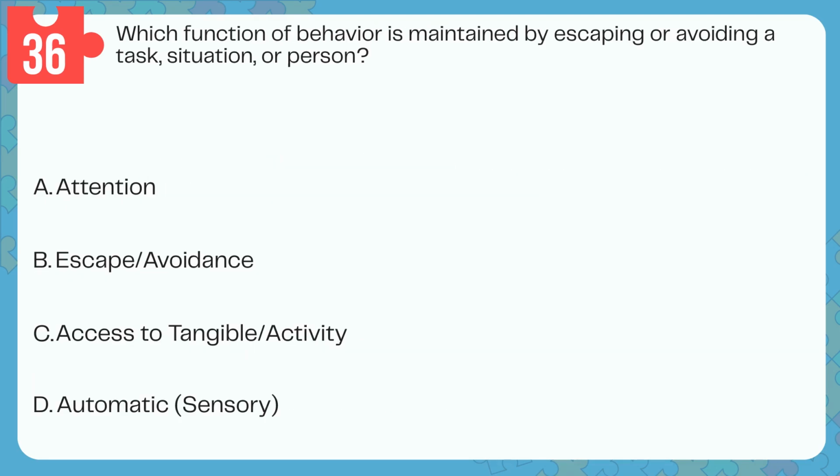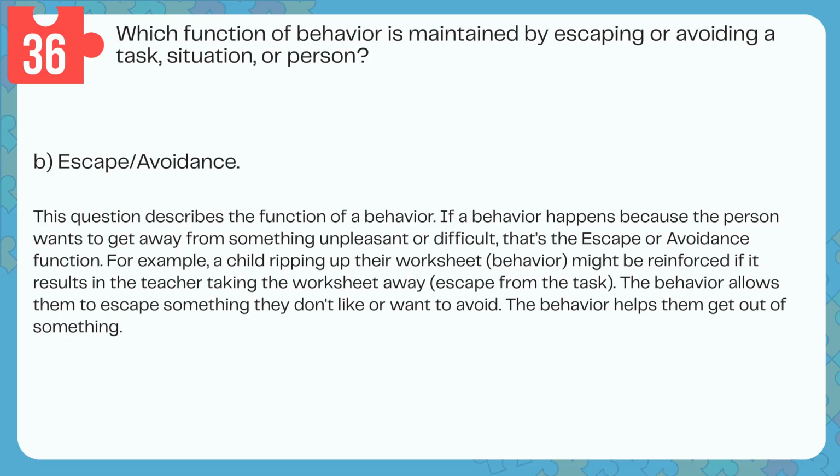Question 36. Which function of behavior is maintained by escaping or avoiding a task, situation, or person? A. Attention. B. Escape/avoidance. C. Access to tangible/activity. D. Automatic, sensory. Answer: B. Escape/avoidance. This question describes the function of a behavior.